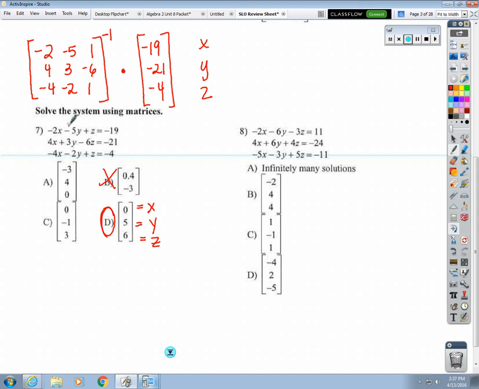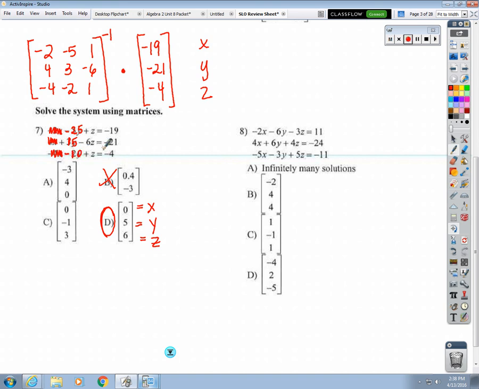So look, if I go up to these equations and I replace all 3 of the x's with 0, what's -2 times 0? So it cancels. What's 4 times 0? So it cancels. -4 times 0. So that cancels. All of the x terms cancel out because it was 0. Now when I go over to the y's and replace them all with 5, what's -5 times 5? What's 3 times 5? And what's -2 times 5?